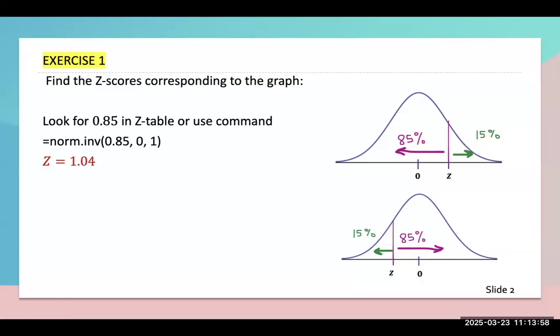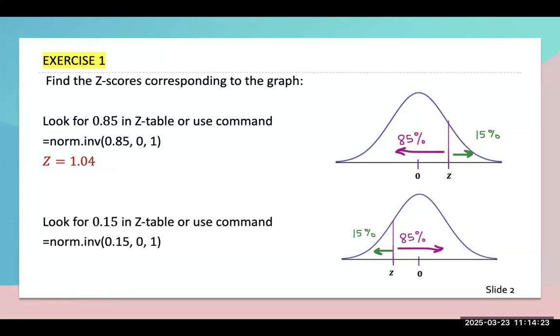Let's look at the second graph. We want to find the z-score where the area to the left is 15% or 0.15, and the area to the right is 85% or 0.85. We can do the same thing we did in the last problem where we look at the z-table and try to find 0.15, or we could use the command norm.inv 0.15, 0, 1.